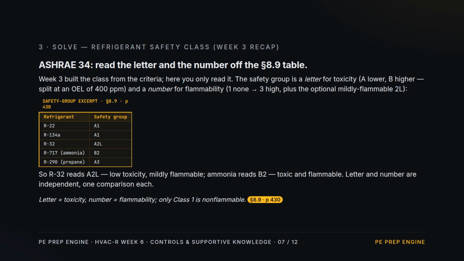Solve: the refrigerant safety class, the week 3 recap. Week 3 built the class from the criteria. Here you only read it. The group is a letter for toxicity: A lower, B higher, split at an exposure limit of 400 parts per million, and a number for flammability, 1 for none, up to 3 for high, with the optional mildly flammable 2L. Find the refrigerant, read across. R32 is A2L, low toxicity and mildly flammable. Ammonia is B2, toxic and flammable. Letter and number are 2 independent, 1 comparison reads.